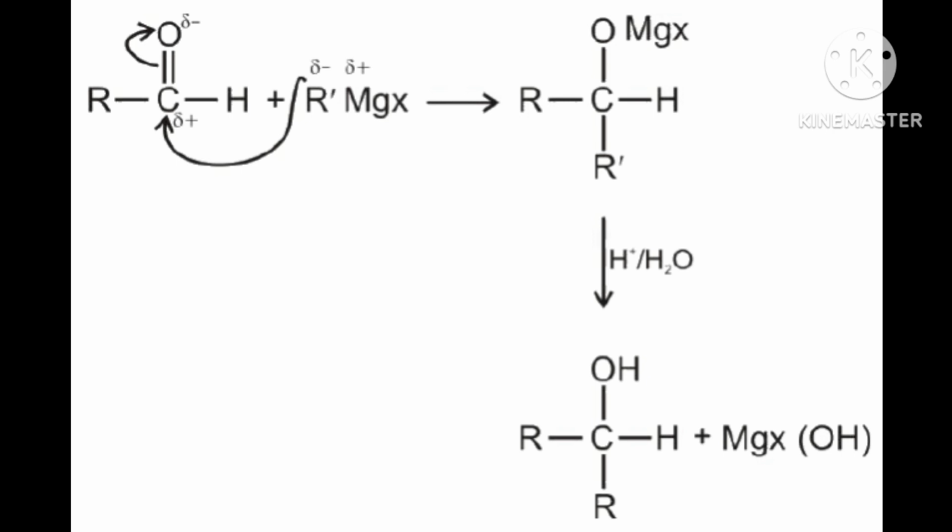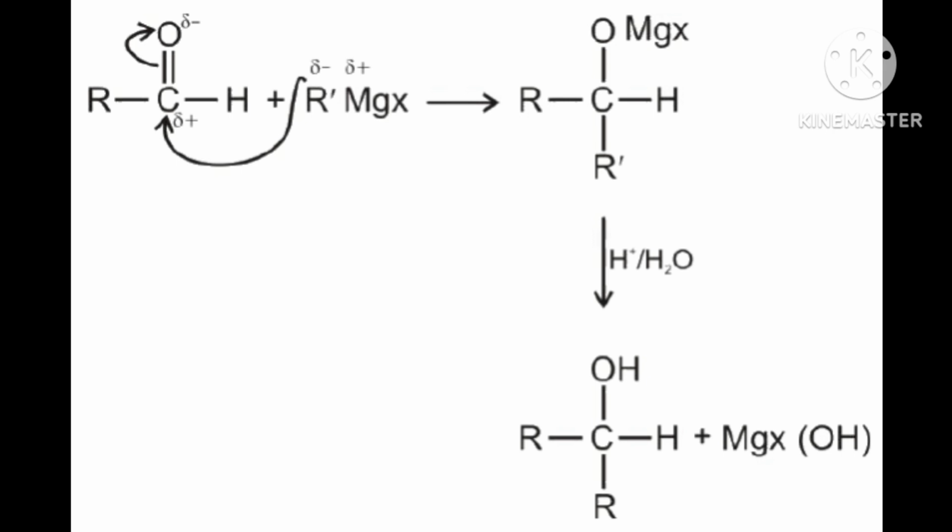Then again RCHO plus RMgX. Now with the carbon, 2 R will be there, only one H will remain, and OH will be formed. First OMgX will form, because that will join with the carbon. Here again you understand, all things are the same.